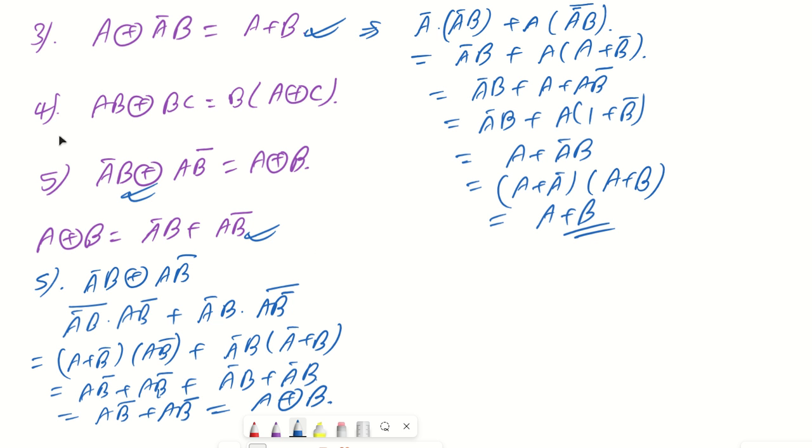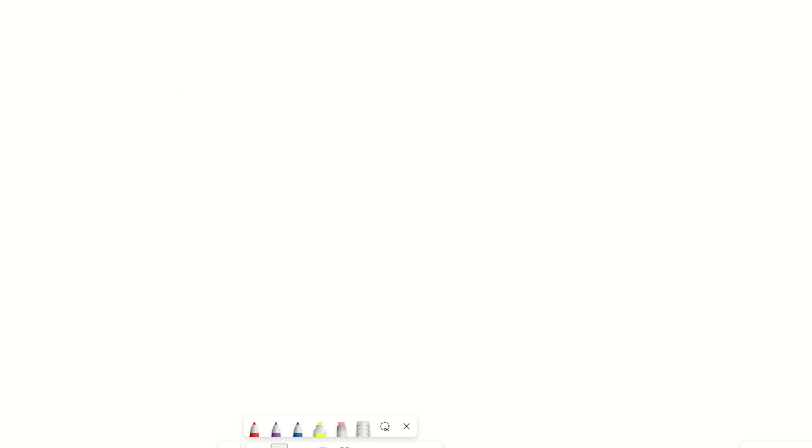Understood? You can prove the fourth one by yourself. Now let us talk about the XNOR gate. It is also called the XNOR gate. It is nothing but the opposite, the complement, of the XOR gate.